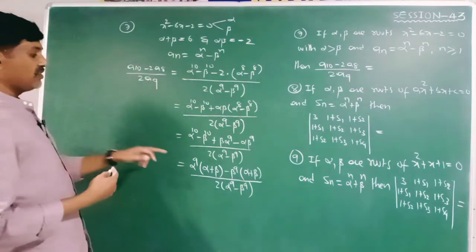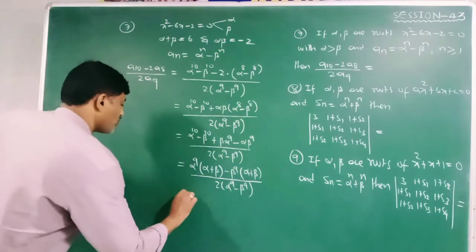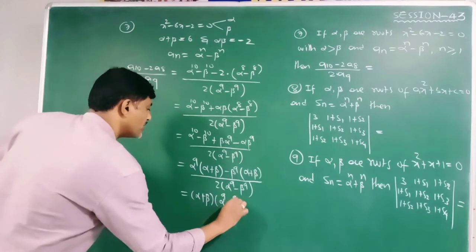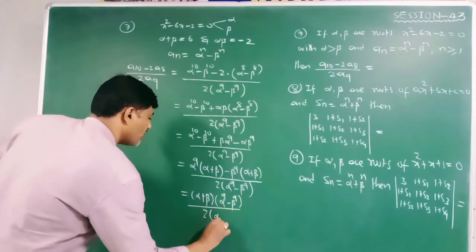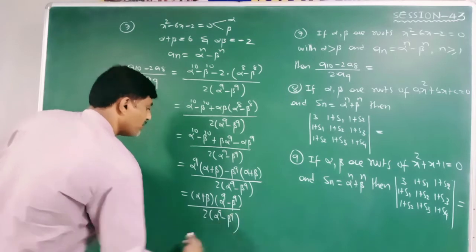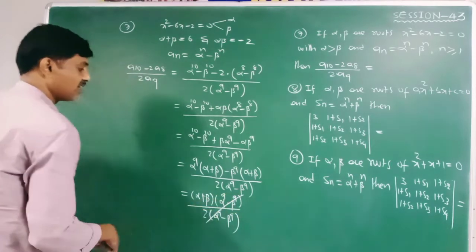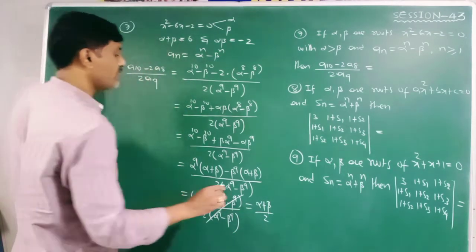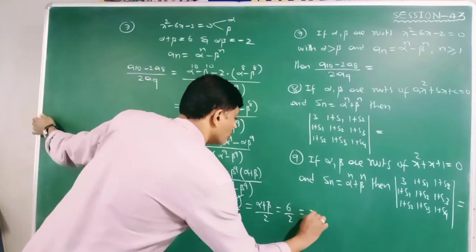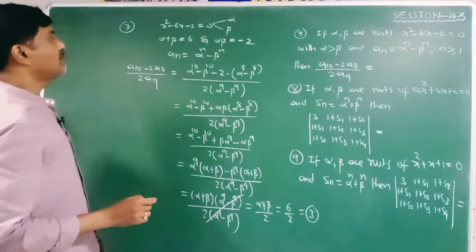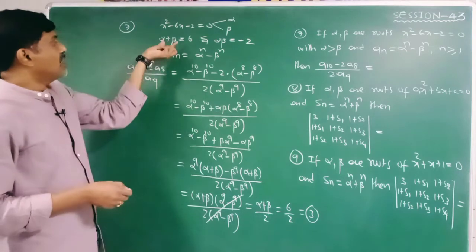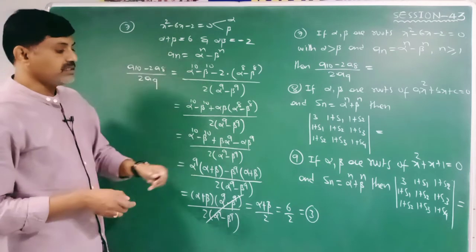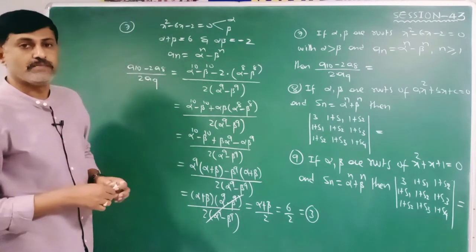Now in the numerator alpha plus beta is common: (alpha plus beta)(alpha power 9 minus beta power 9) by 2 times (alpha power 9 minus beta power 9). Now these two cancel. Simply we got (alpha plus beta) by 2. What is alpha plus beta? We have 6 by 2. Your answer is 3. Therefore finally we got (alpha plus beta) by 2, alpha plus beta is 6, 6 by 2 is equal to 3.